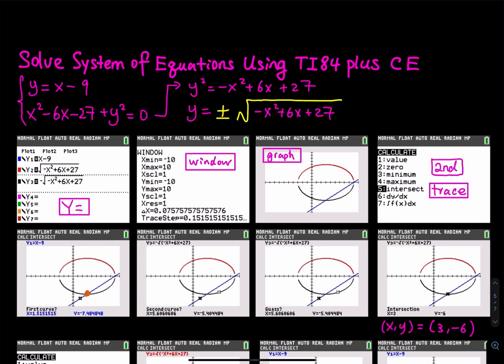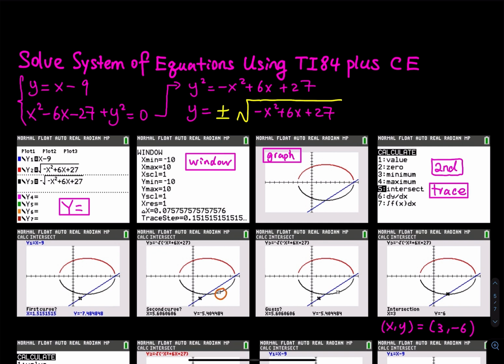What you need to do in the following few steps is place the cursor on the left hand side of the intersection, and then place the cursor on the right hand side of the intersection, and then let the calculator calculate the intersection for you. So this cursor is on the left hand side, and then all you have to do is press enter. Once you press enter, the cursor will move to a different place. And then you will move the cursor to the right hand side.